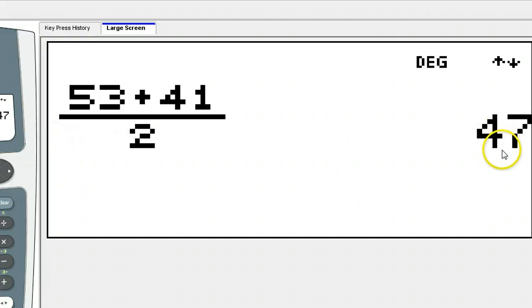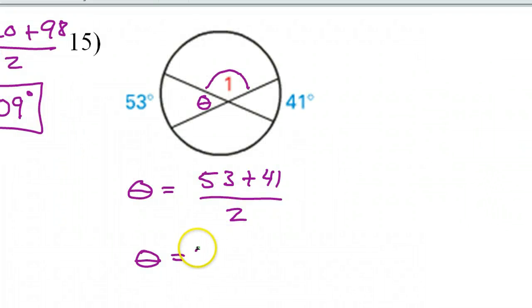So that is 47 degrees. Now, again, this is not the final answer. That tells me that this angle right here is 47 degrees. Alright, let me go ahead and put it in there. So this is 47 degrees. Now we want to find the angle that's right next to it.